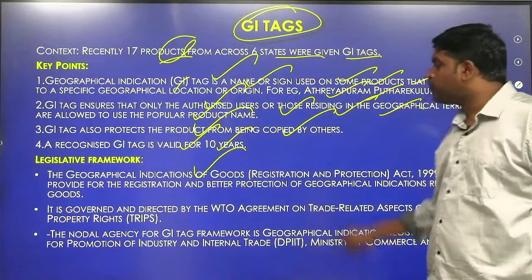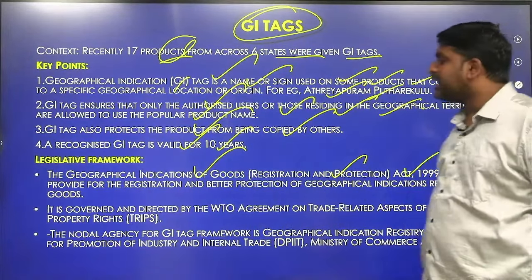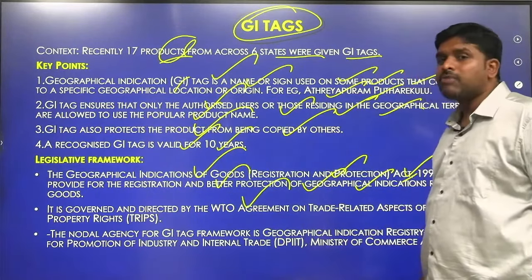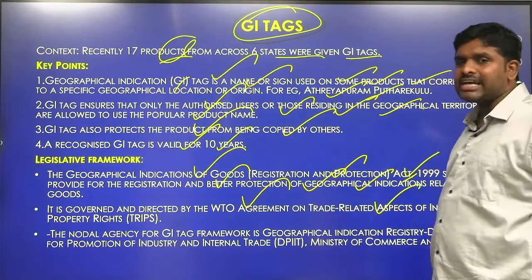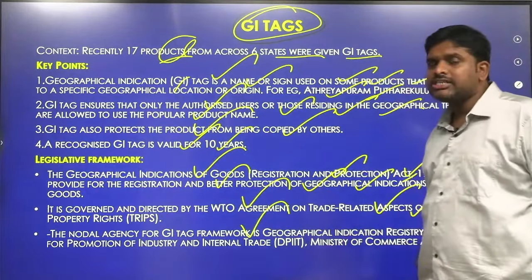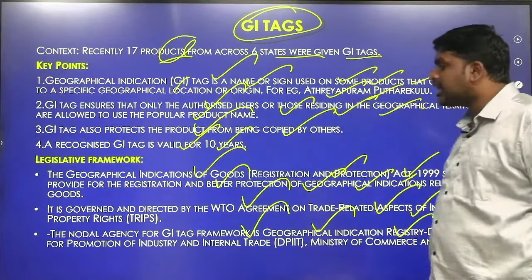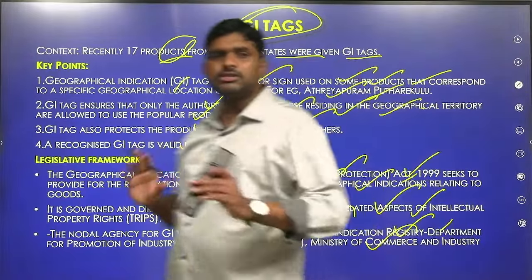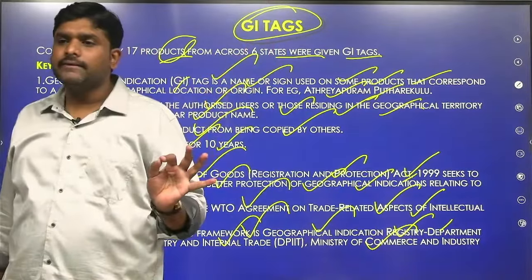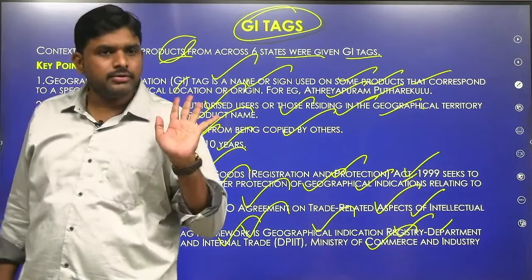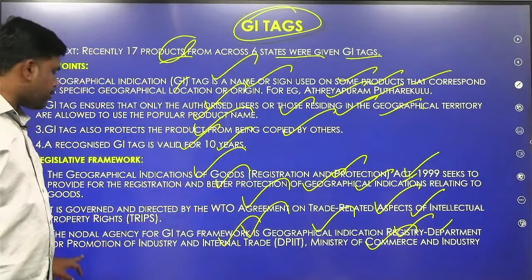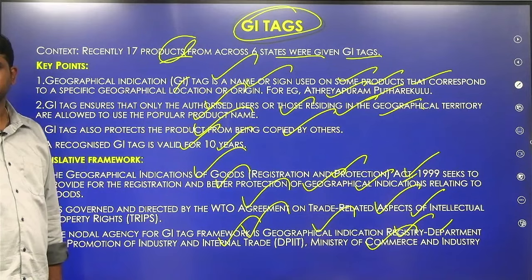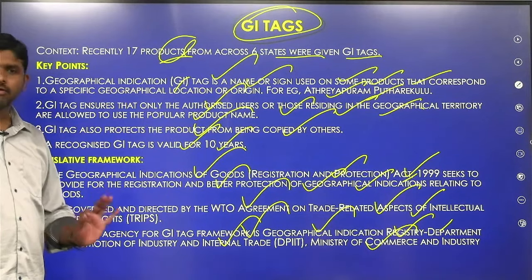The Geographical Indications of Goods (Registration and Protection) Act 1999 seeks to provide for the registration and better protection of geographical indications related to goods. It is covered by the World Trade Organization agreement on trade-related aspects of intellectual property. The nodal agency for the GI framework is the Geographical Indication Registry, under the Department for Promotion of Industry and Internal Trade, Ministry of Commerce. GI tags come under which ministry? Ministry of Commerce, under the Department for Promotion of Industry and Internal Trade, DPIIT. Which ministry? Commerce. GI tag.